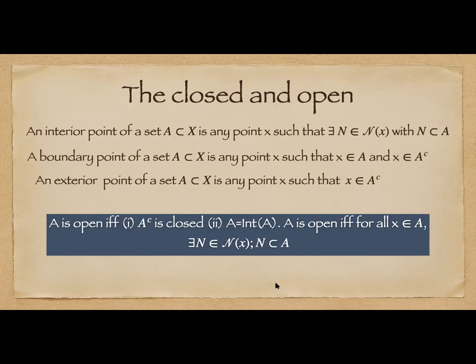A boundary point of a set A, which is a subset of X, is any point x such that it is both in A and in the complement of the set A. That is the boundary point of a set A. An exterior point of a set A, which is a subset of X, is any point x such that x is entirely in its complement.